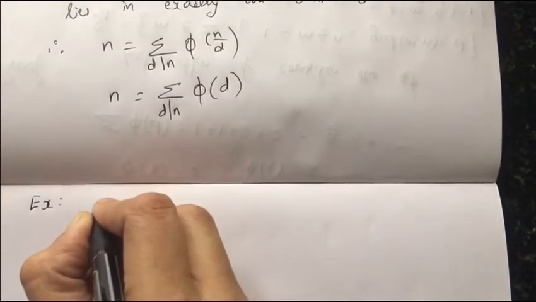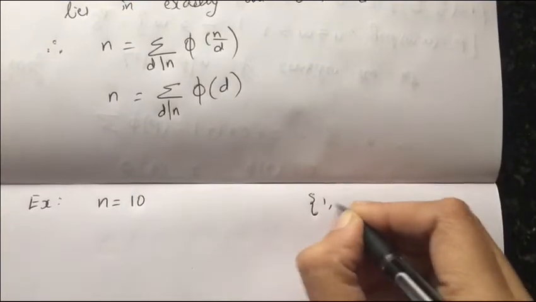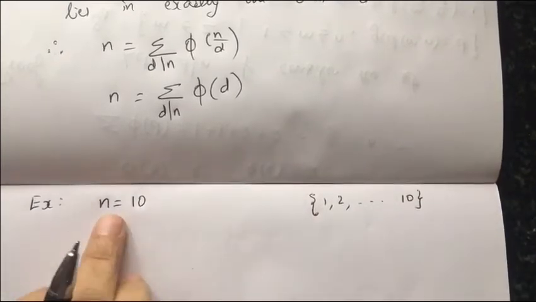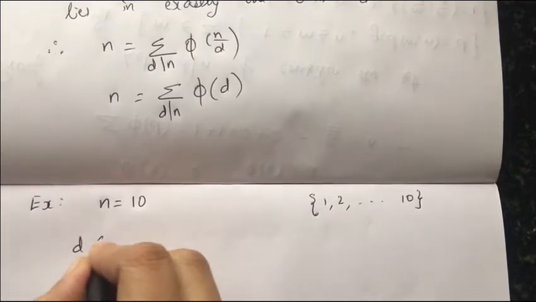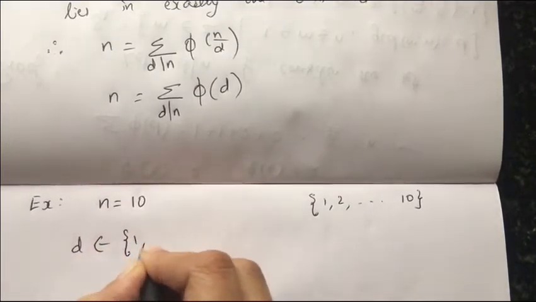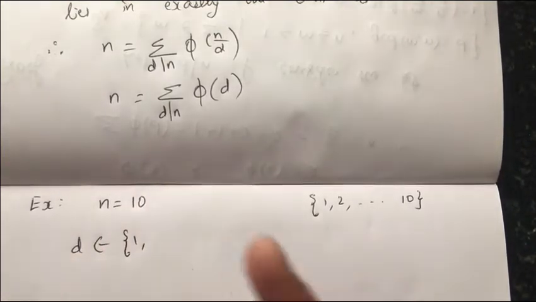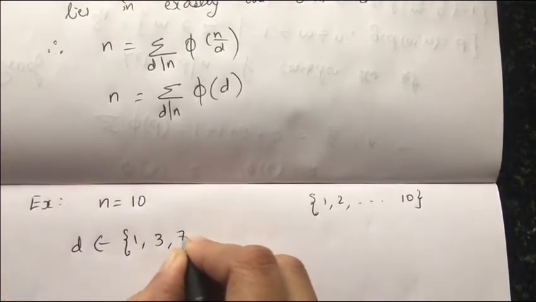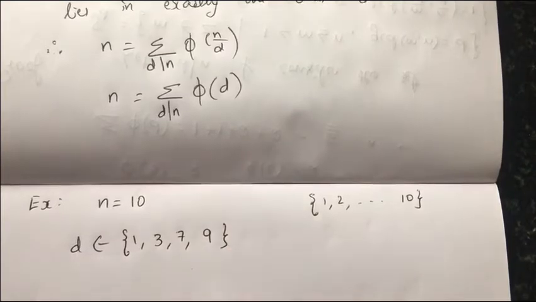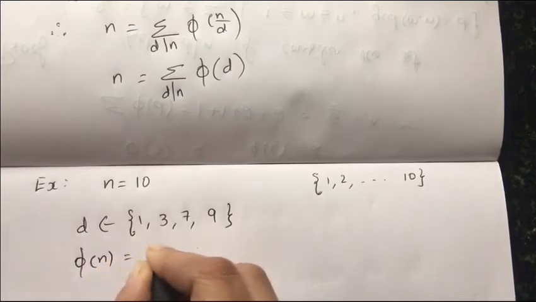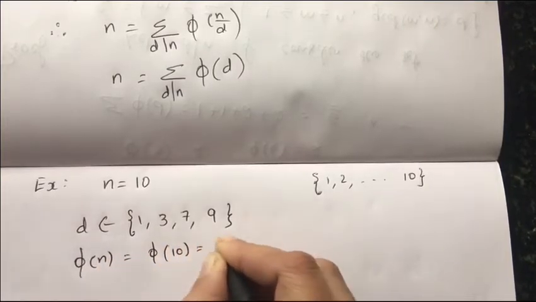Suppose I have n equal to 10. So, the integers are 1, 2 up to 10. Now, what are the divisors of 10? D may be 1. The numbers relatively prime to n, that I have to count, are 1, 3, 7 and 9. So that I can write phi of n, that is phi of 10 in this case, is equal to 4.